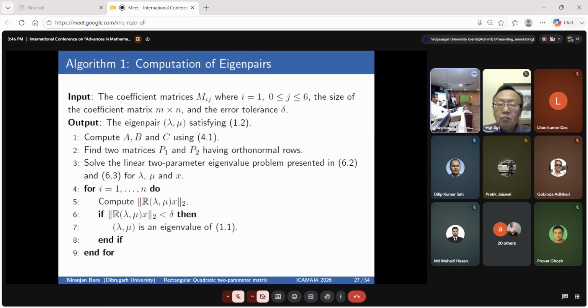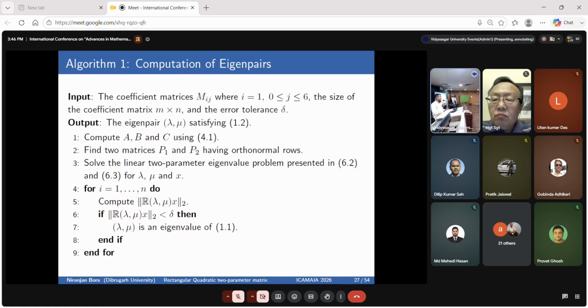Here's the problem. So, finding the solution of linear two-parameter is not easy. Because linear two-parameter eigenvalue problem cannot be solved directly. Again, we convert it into a system of joint generalized eigenvalue problem.